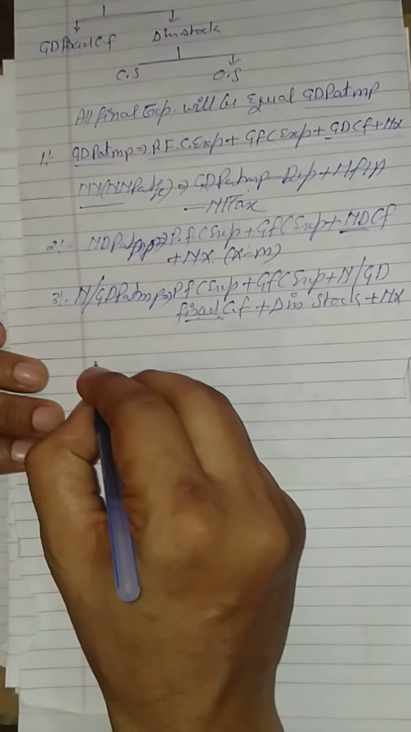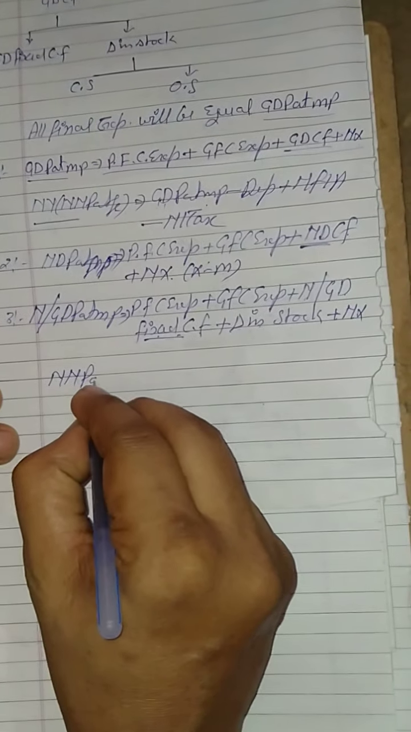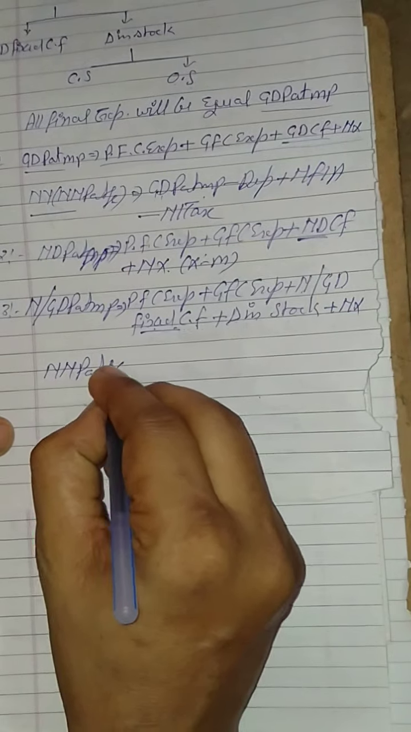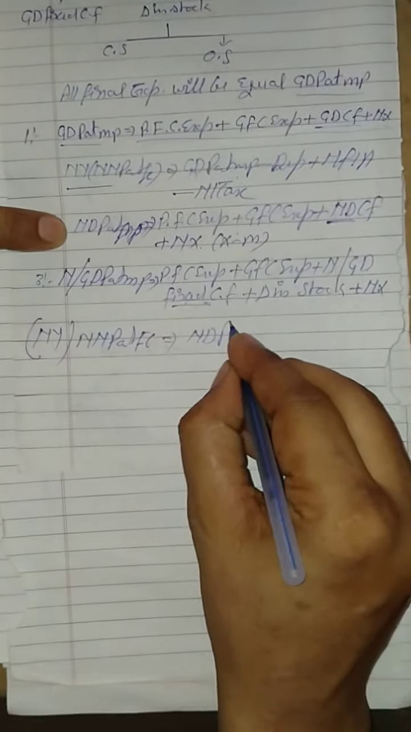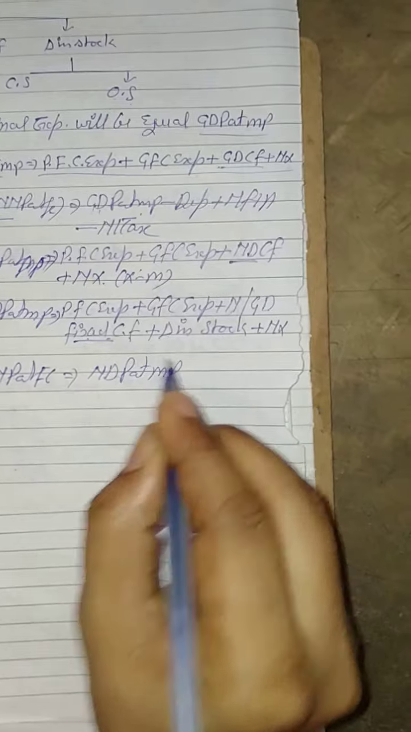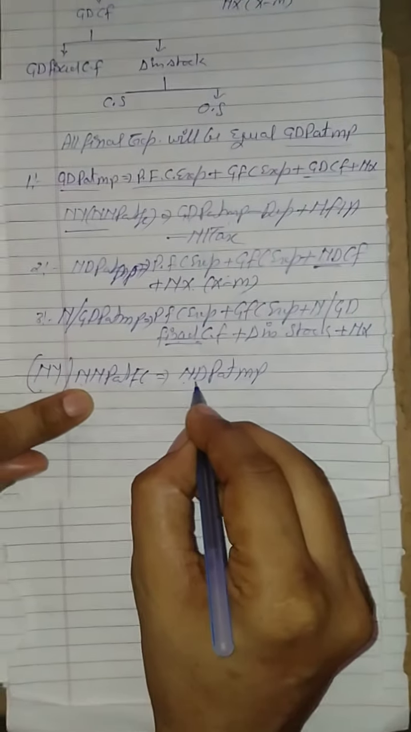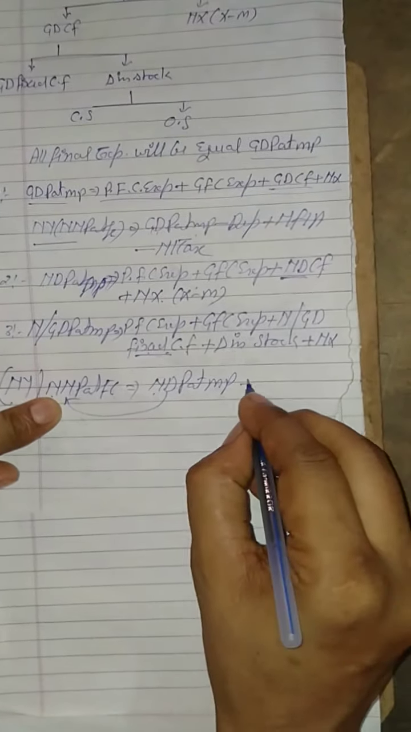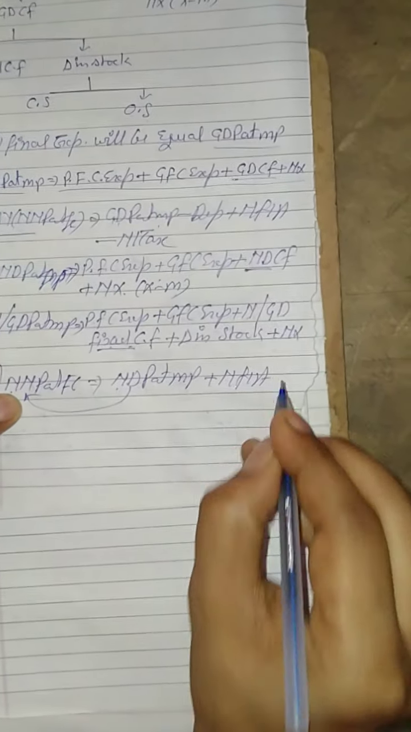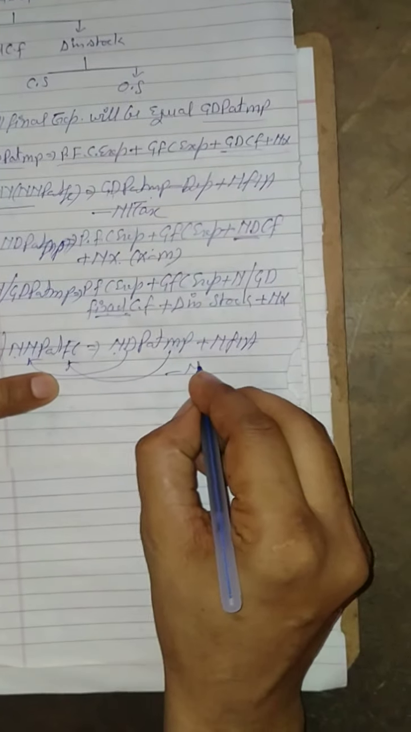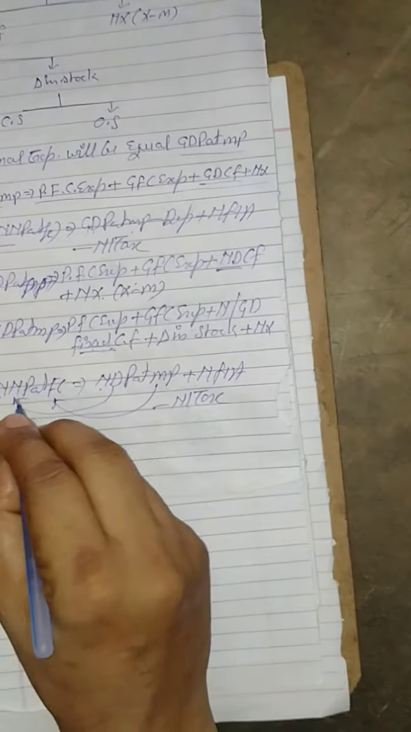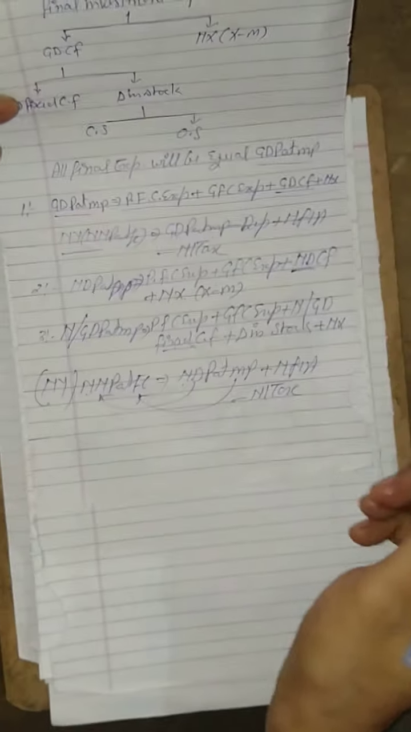For example, you will find out NNP at FC, meaning national income, and you have net domestic product at market price. So it is already net. You will convert domestic into national by adding NFIA, and market price into factor cost by subtracting net indirect tax, and that's your formula. National income will be found. Clear beta? See the question.